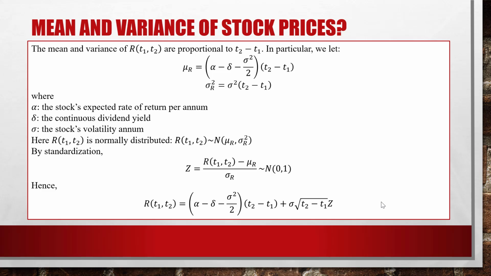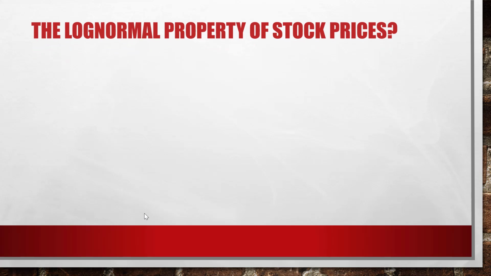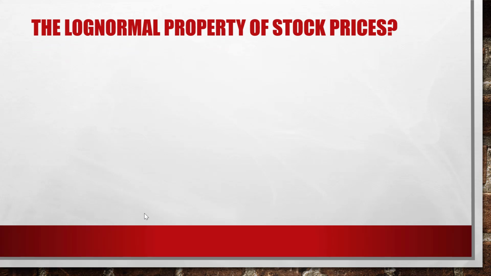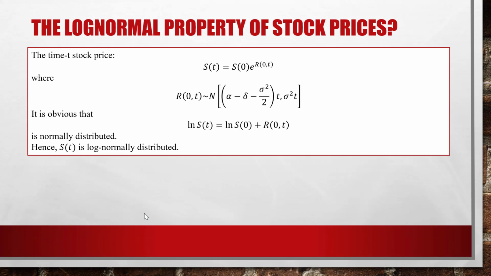And here, if we consider different time from 0 to t instead of T1 to T2, then you see T2 subtract T1 should be just t. So that is a special case when we consider from the initial time to another time. Alright, so now let's look at the log normal property of the stock prices.